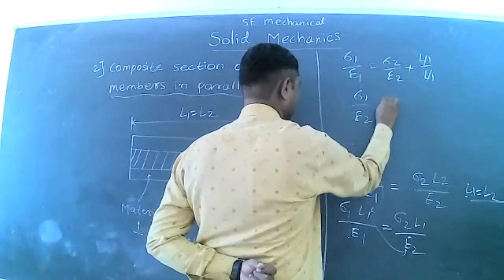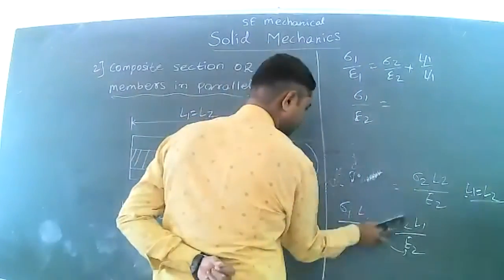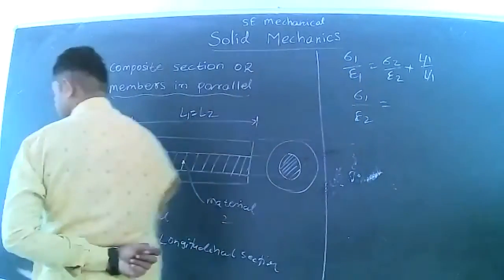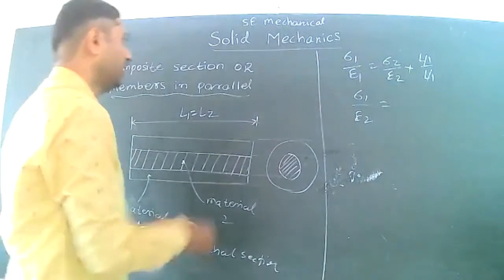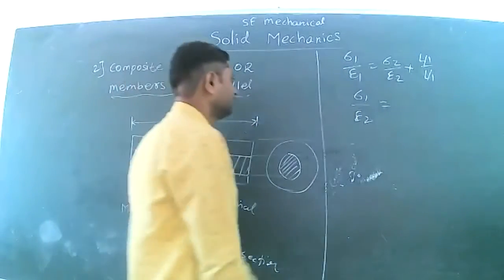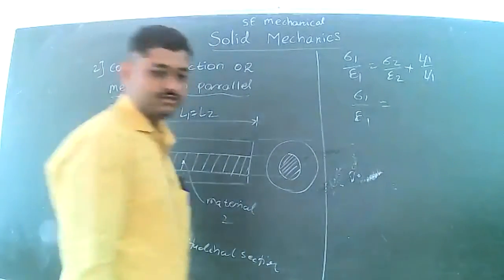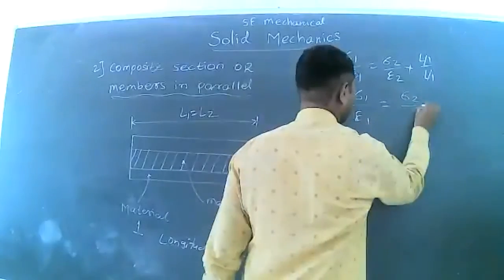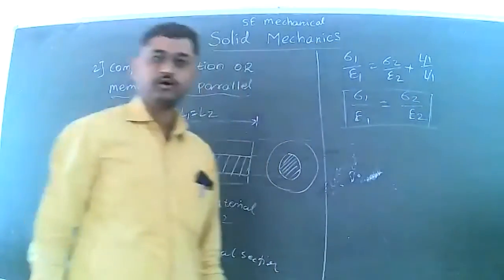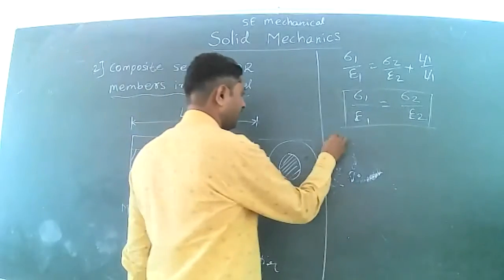Means finally the equation is sigma 1 upon E1 is equal to sigma 2 upon E2.